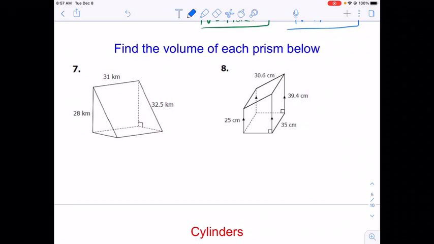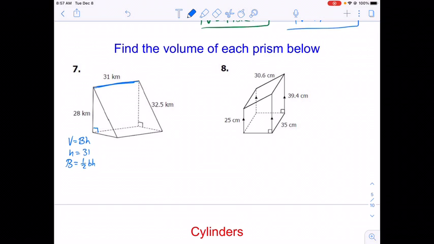This is going to be a triangular prism. So we're going to have volume is equal to area of the base times the height. The height here is the distance between, which is 31. This is the distance between here, so that's between my two triangle faces. Now this is a right angle here because it's a right angle over here. So the area of the base is a triangle, 1/2 base times height.